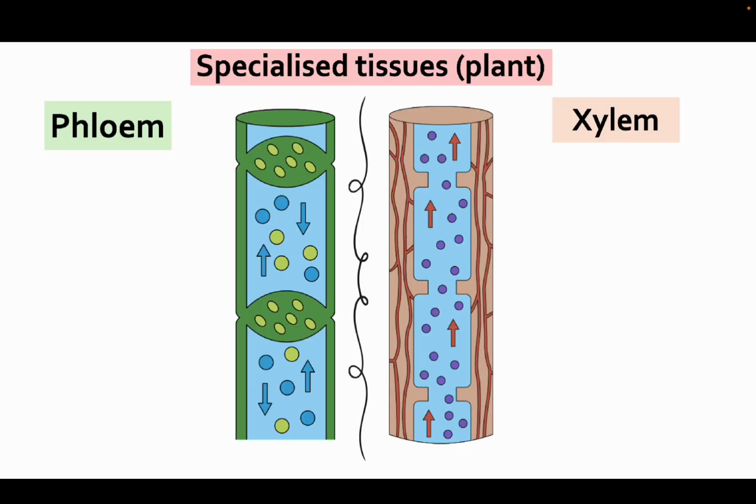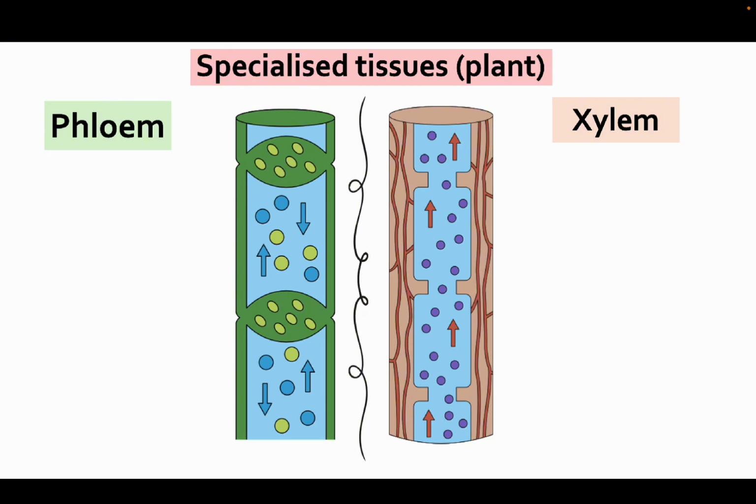We are now going to look at specialized tissues found in the plant. Just like our arteries and veins carry blood around our body, phloem and xylem are vessels that carry nutrients around the plant. Looking at these two images, I want you to tell me what you see similar and different between the two. You can pause this video.